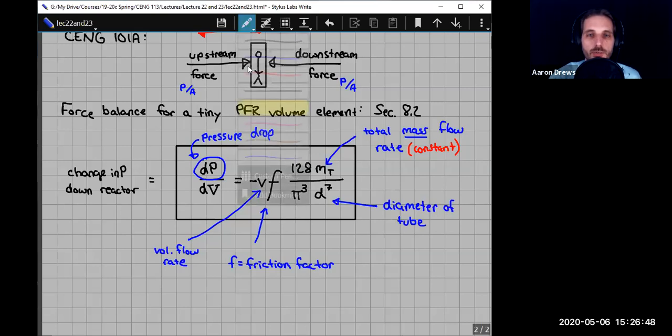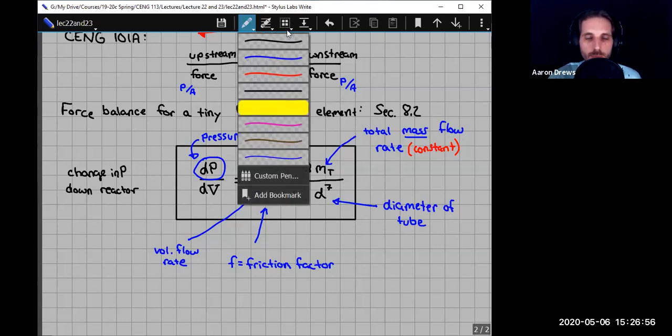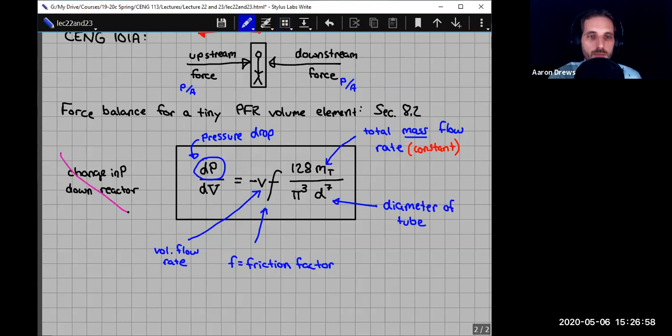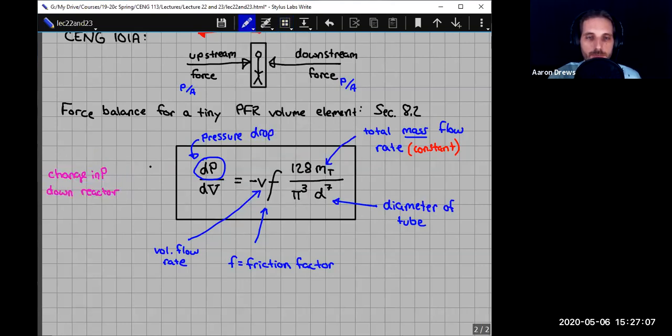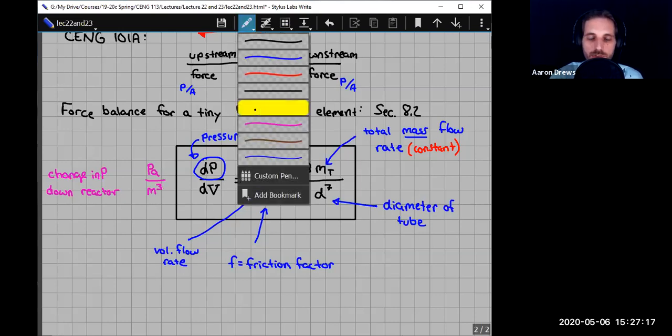The tricky part with this is that you have to watch your units. The units on each one of these terms have to end up being something that gives you a pressure per unit volume. The pressure per unit volume that I usually recommend that you use, I'm going to move this over a little bit so I can write the units over here. Typically, I recommend that you write units in terms of Pascal per cubic meter, or Pascal per liter, or Pascal per cubic foot, or something like that.